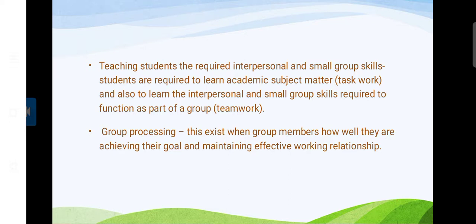Next is teaching students the required interpersonal and small group skills. It means that students are required to learn academic subject matter or task work, and also to learn the interpersonal and small group skills required to function as part of a group or teamwork. Next we have group processing. Group processing exists when group members discuss how well they are achieving their goal and maintaining effective working relationships.